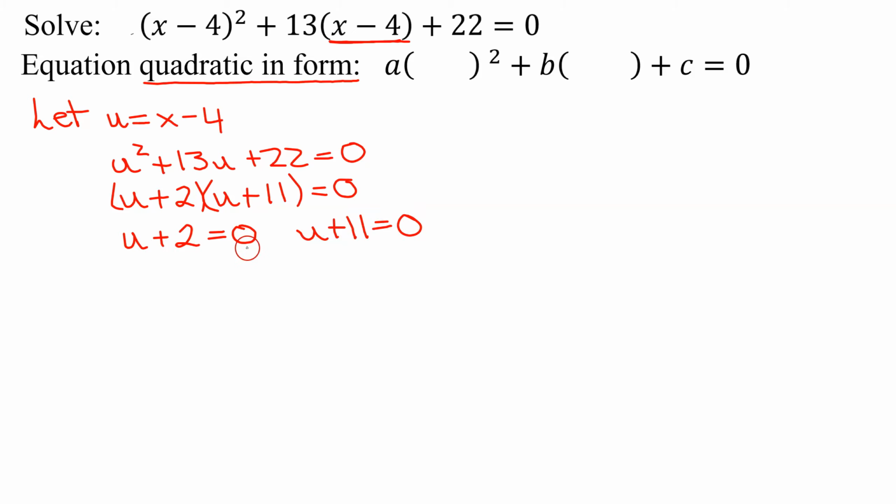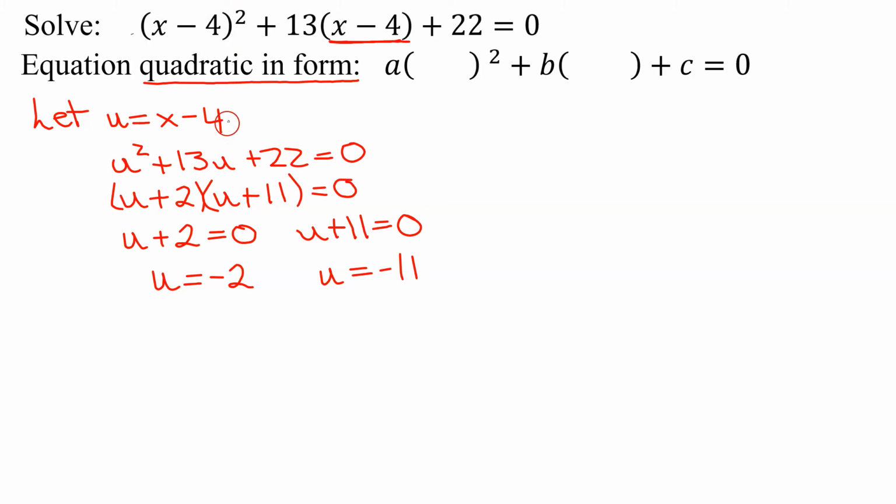So for u plus 2 equals 0, subtract 2 from both sides, you get u equals negative 2. From u plus 11 equals 0, subtract 11 from both sides, you get u equals negative 11. But please don't stop here. You've only found u. Remember, the question wants to know what x is. So now we have to substitute back.